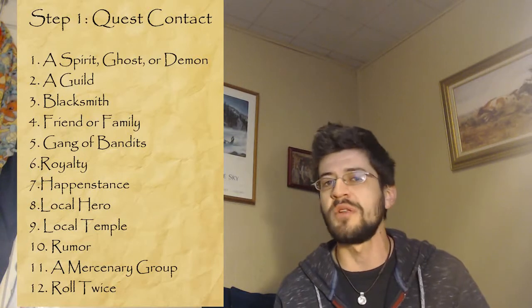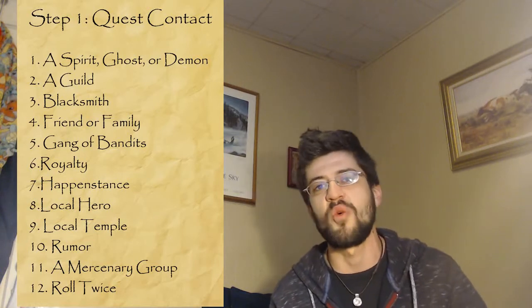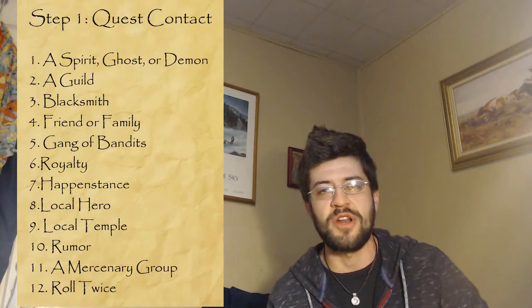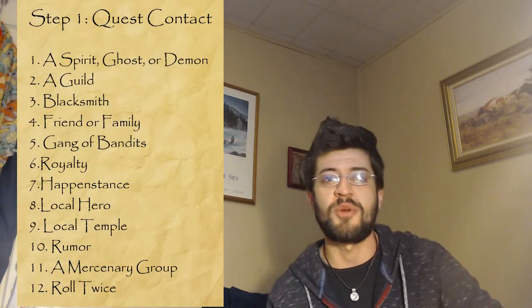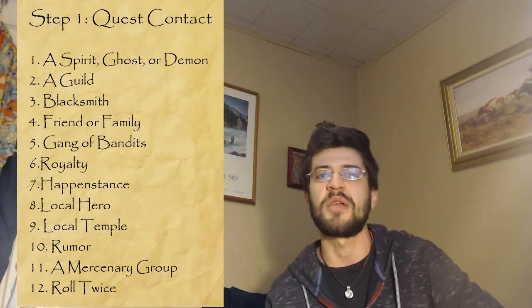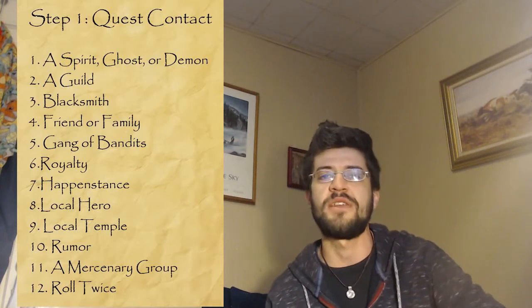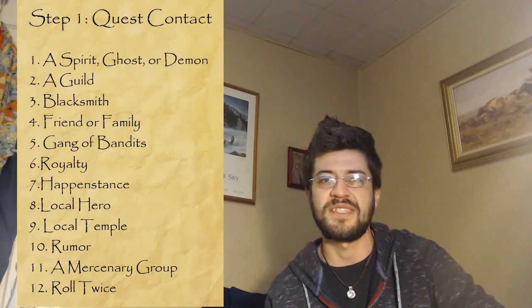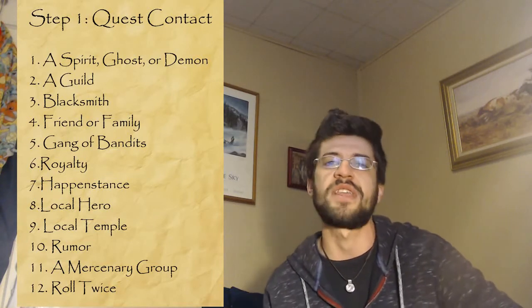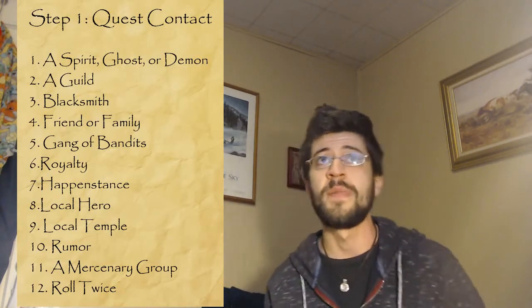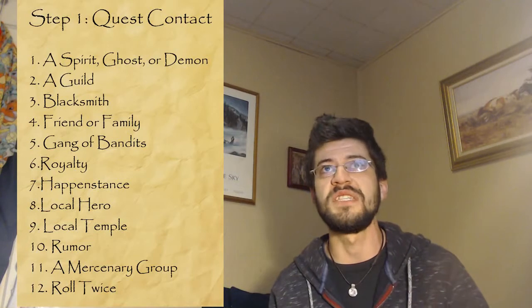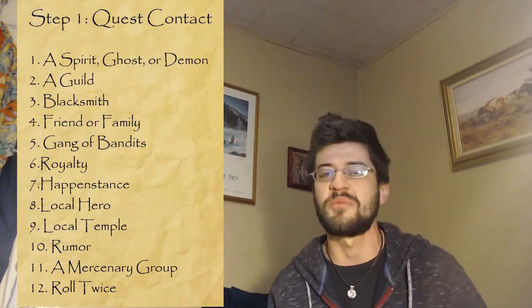Number 1, and you roll a d12 on all of these tables. That's the other cool thing, is you use a d12 to generate all of these quest parameters. I really like that, because it harkens back to random tables and quests generated from dice rolls and stuff like that. But anyway, number 1 is a spirit, a ghost, or a demon, and that's pretty straightforward. A lot of these are pretty straightforward.